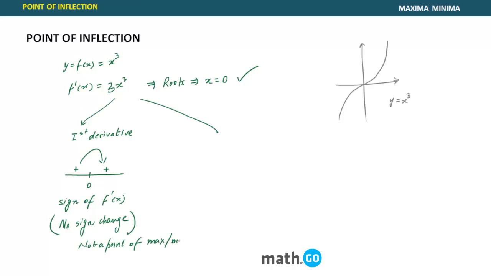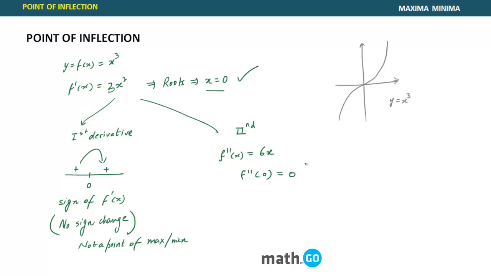This is not a point of maxima or minima, as simple as that. Let's talk about the second derivative test. For the second derivative, you will find f double dash x. So f double dash x is nothing but 6x, and then you were supposed to find f double dash at the roots of f dash x, that is x equal to 0, and interestingly this comes out to be 0, right?